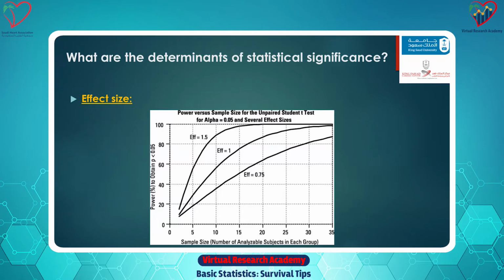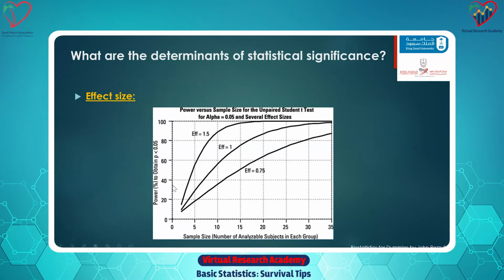Or how large is this change? This is a graph showing the effect of the effect size. So this is effect size in relative terms, so 0.75 or 1 or 1.5. So for the same sample size, you can have a power of 30 or so to show statistical significance, all the way up to 90 for the same sample size. And that's why effect size, with the same sample size, will affect your statistical significance.